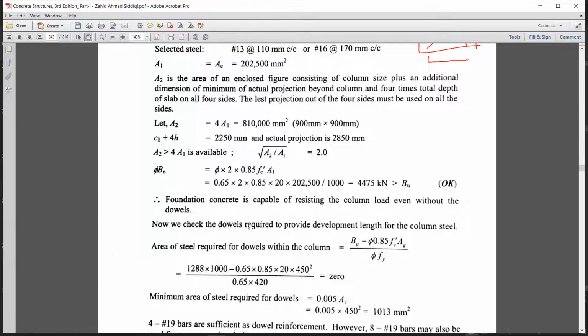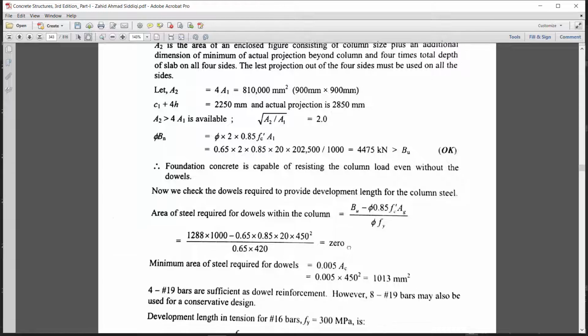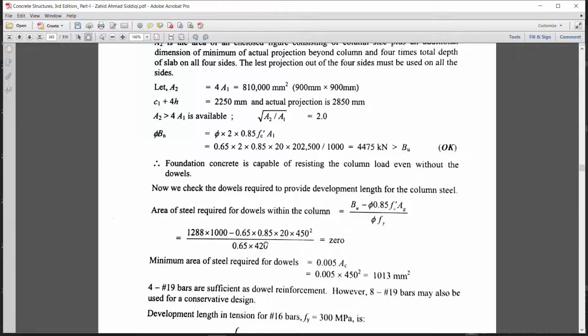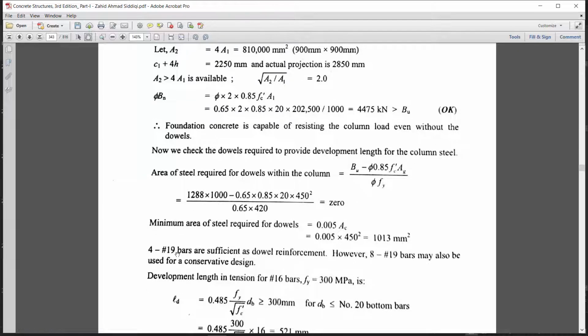We have checked there is no need, but still we want to check. The formula applied is PU minus phi 0.85 fc prime Ag, divided by fy. When you calculate, you will get the answer 0 or negative. So it means there is no need of dowel bars. But even if there is no need, you will still provide the dowels as per ACI requirement, that is 0.005 Ag, the area of concrete of the column, which gives 1013 millimeter square. So 4 number 19 bars are sufficient as dowel reinforcement.